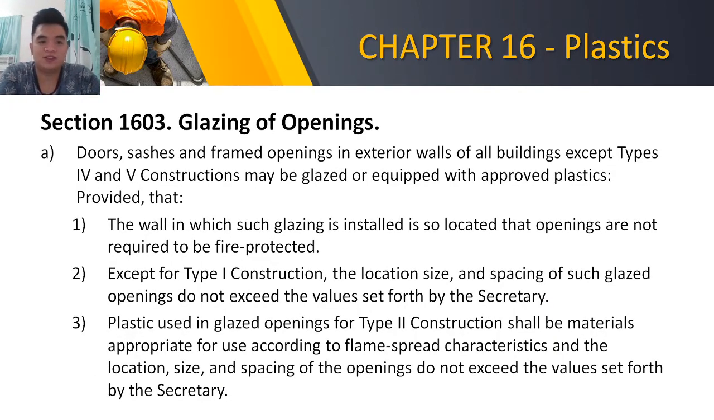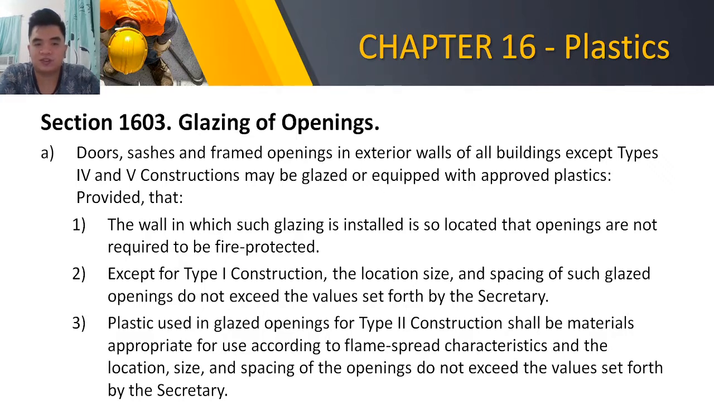Section 1603, or glazing of openings. Doors, sashes, and framed openings in exterior walls of all buildings except types 4 and 5 construction may be glazed or equipped with approved plastics, provided that, first, the wall in which such glazing is installed is so located that the openings are not required to be fire protected.